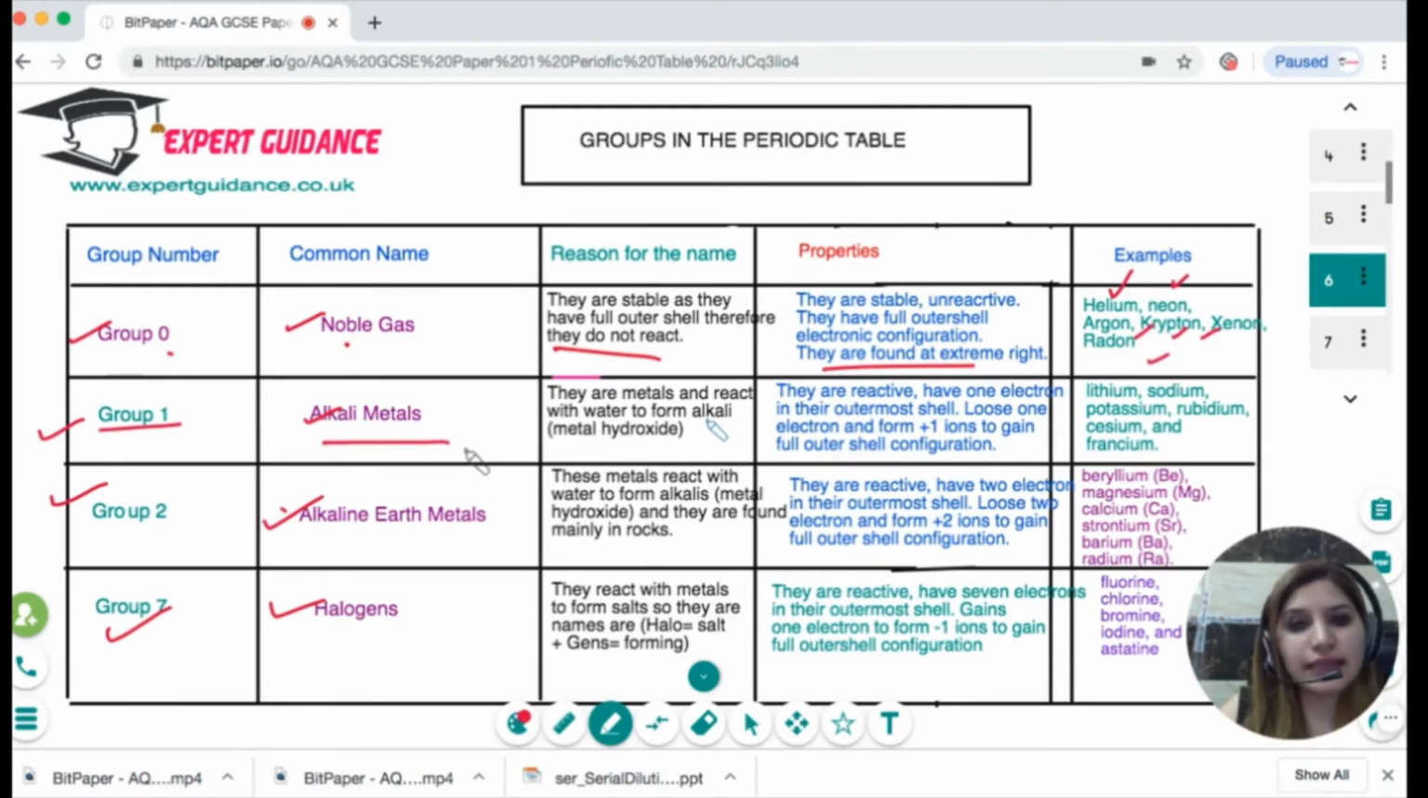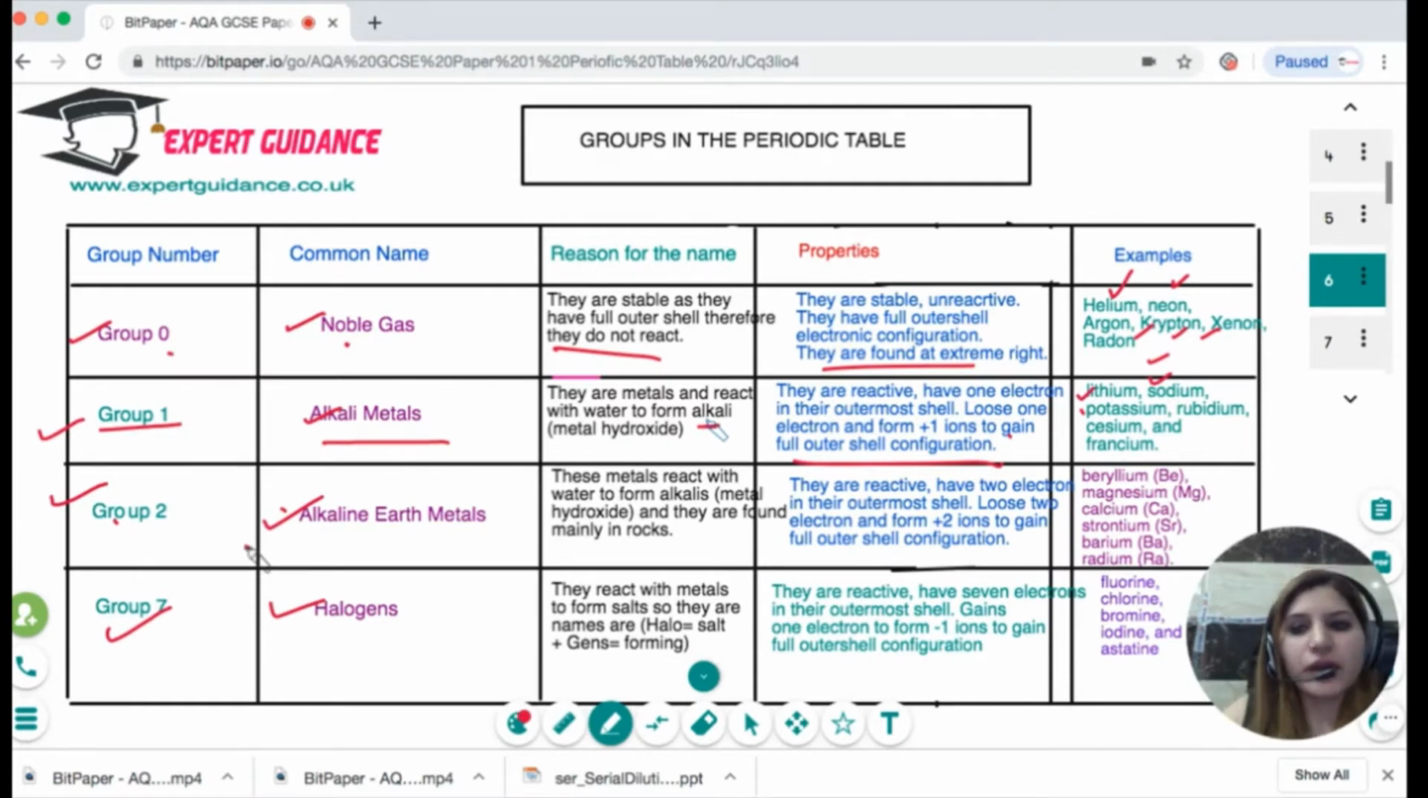Group 1 are alkali metals. We call them metals because they show all the metallic properties, and we call them alkali because they all react with water to form metal hydroxide, which is an alkali. Now, what are alkalis? Alkalis are the bases which can dissolve in water. So soluble bases are alkalis. So what will be the properties of alkali metals? They are reactive. They have 1 electron in the outermost shell. They lose 1 electron to form a positive 1 ion and gain a full outer shell configuration by losing 1 electron. Example: list all the elements which are to the extreme left. And what are they? Lithium, sodium, potassium, rubidium, cesium, and francium.